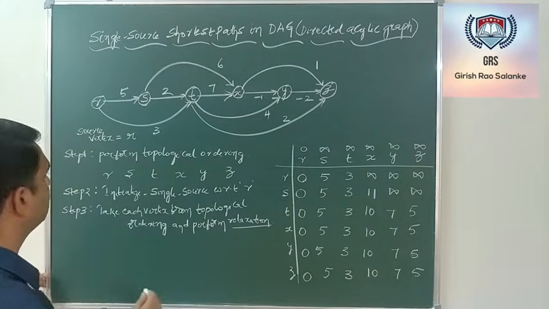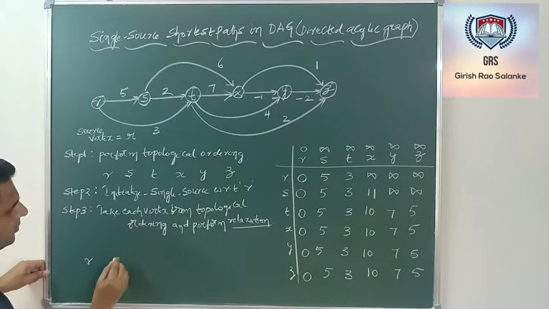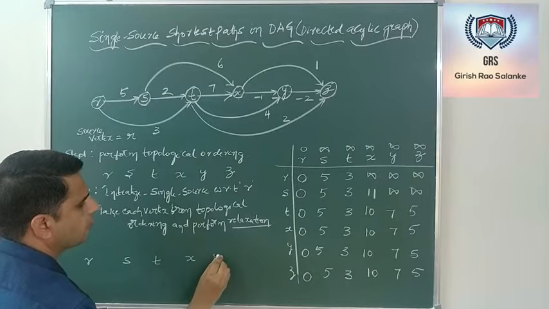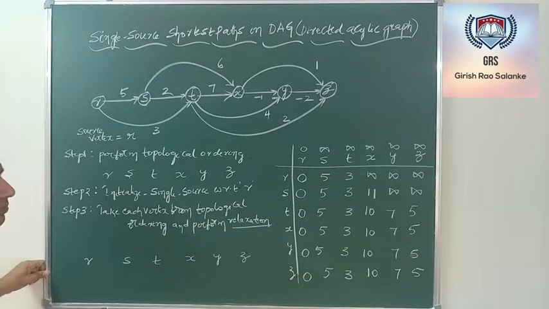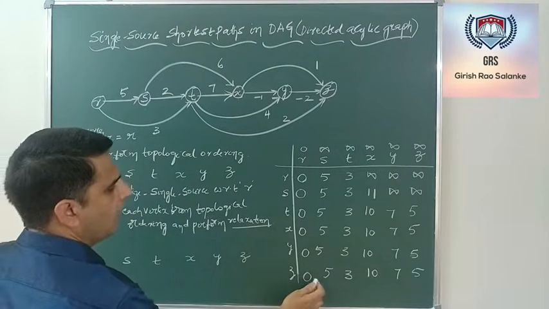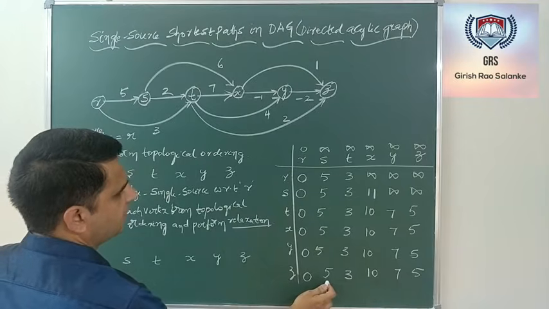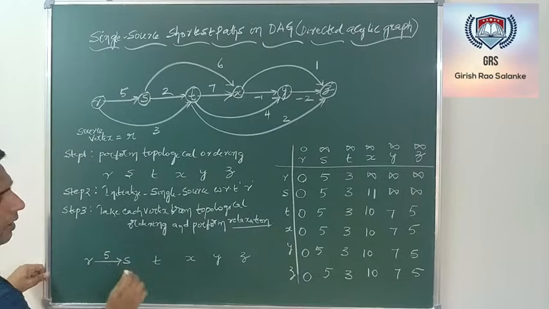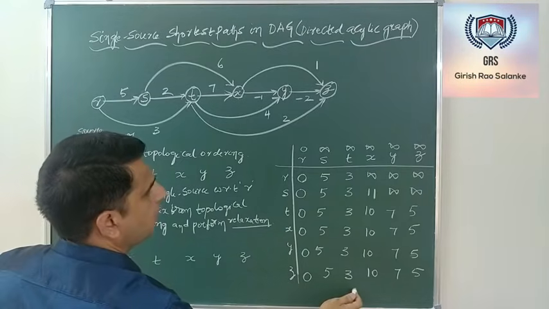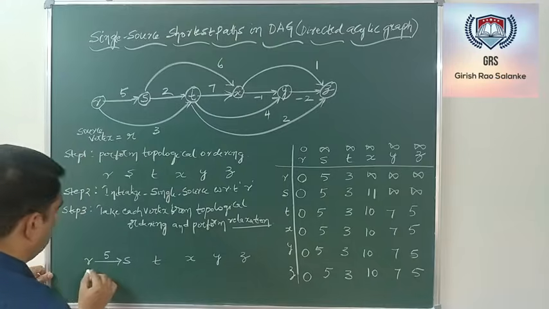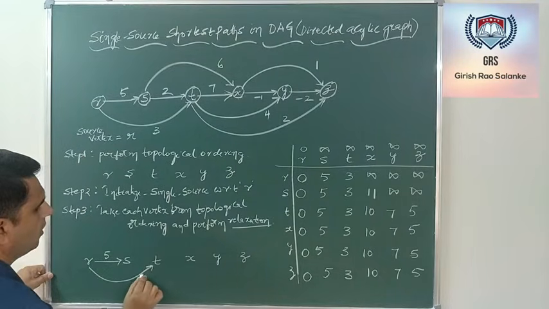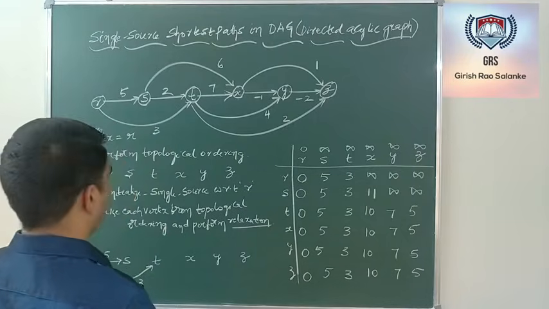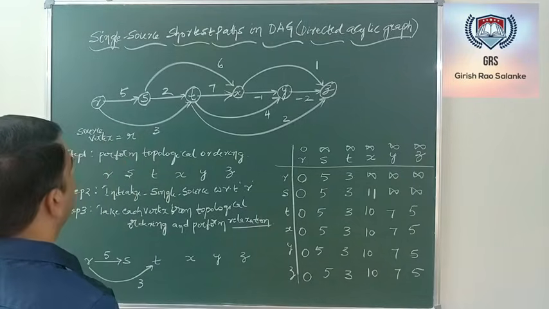So what is the shortest distance? That is just right here: R, S, T, X, Y, Z. R to R is 0. R to S is 5. This is the edge. Next, R to T is 3. Next, R to X is 10.